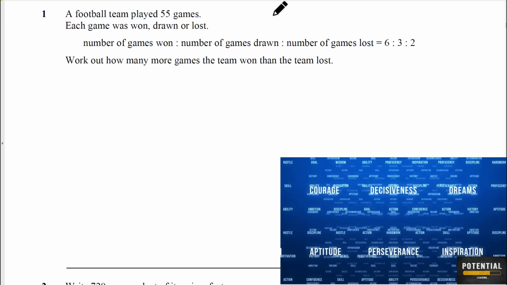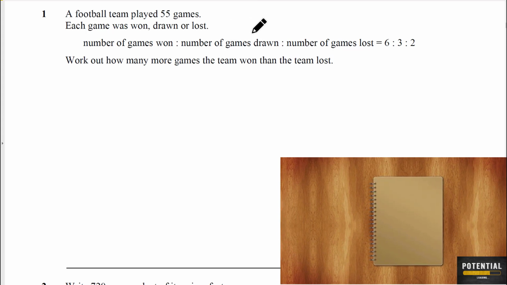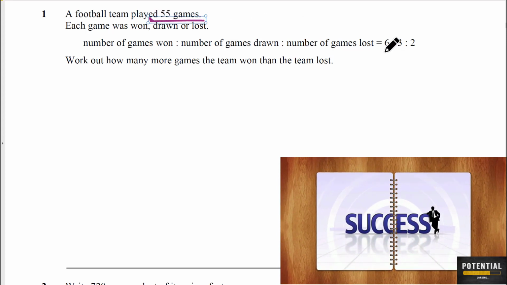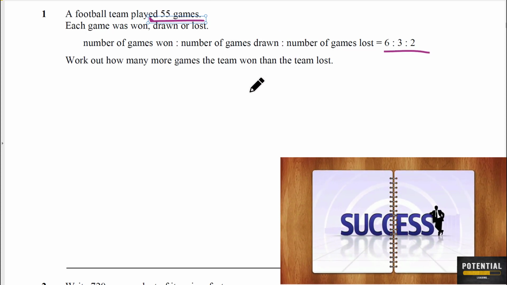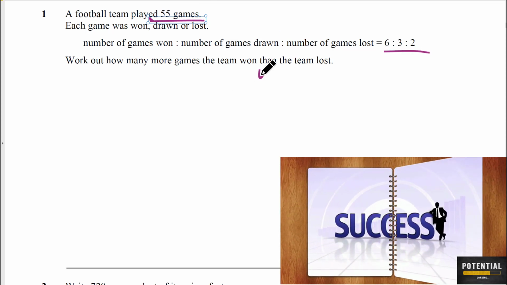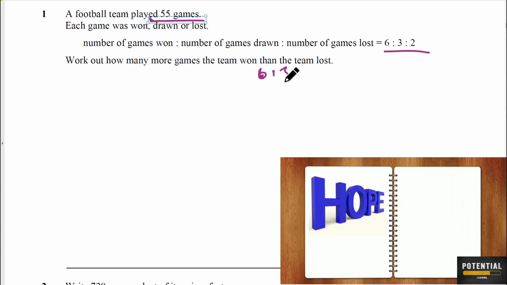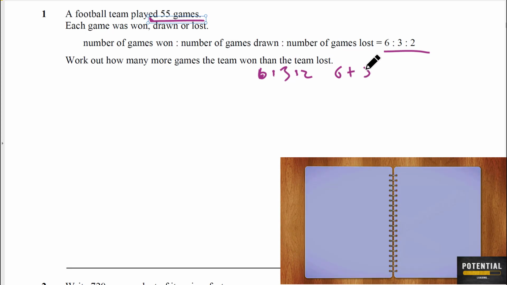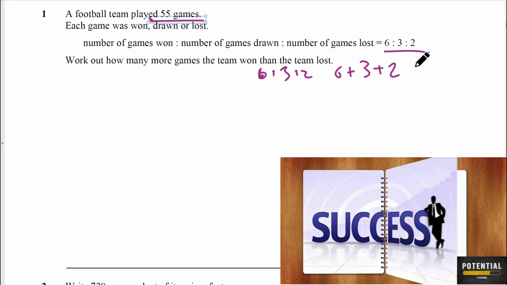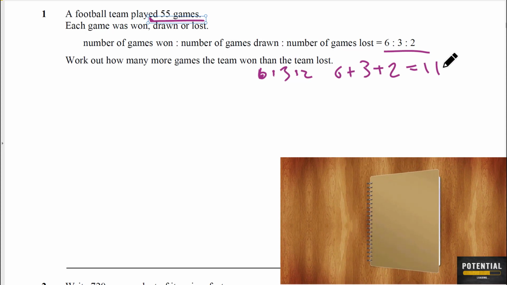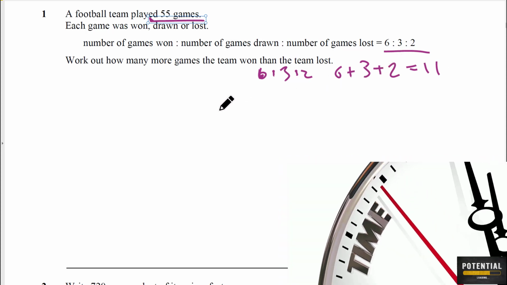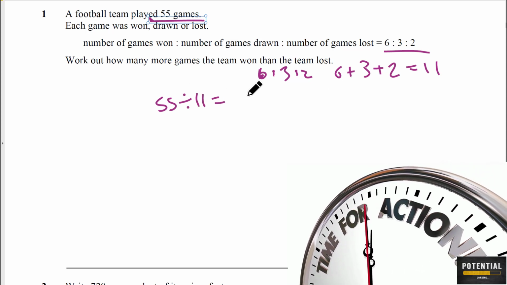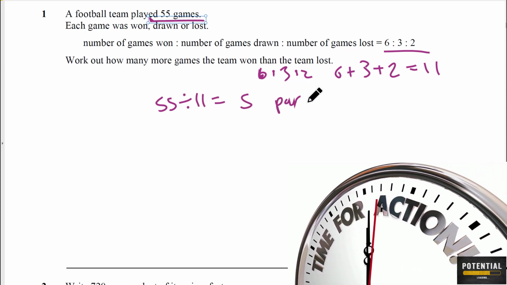Now this is a nice banker question. The team has played 55 games. That's the ratio, so we add those ratios together. 6, 3 and 2. We add that together. That's 11. So we do 55 divided by 11 to get 1 part, which equals 5. That's worth 1 part.